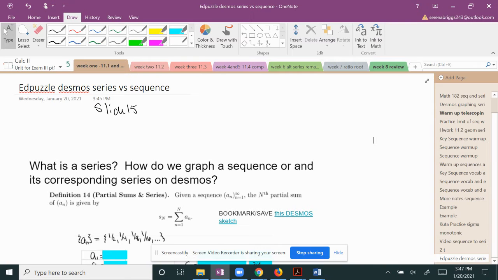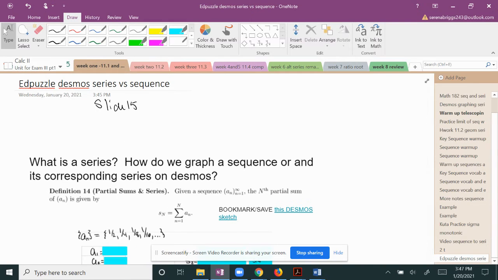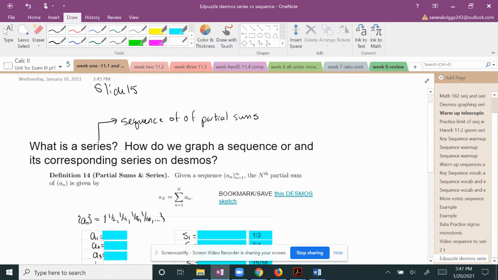A series is a sequence of partial sums. I'm sorry about all the S's. It's a sequence of partial sums. Partial sums of what? Of a sequence. The sequence of partial sums of a sequence. Sorry about that, but that's what it is.